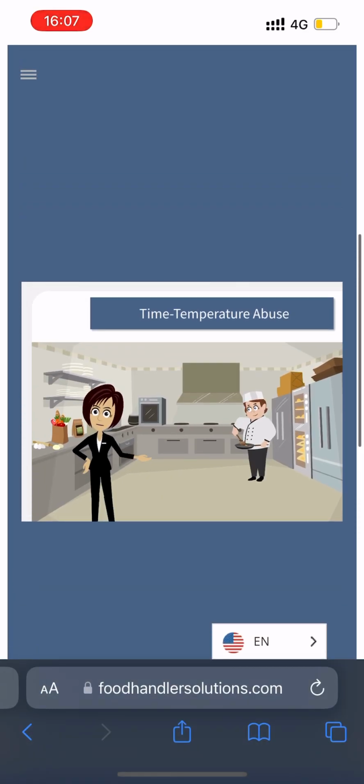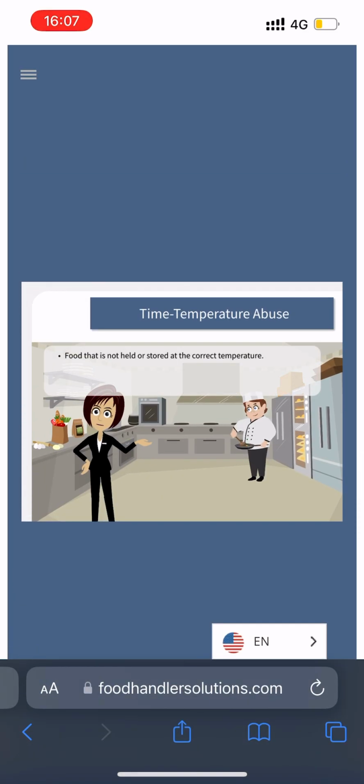Time temperature abuse. Food that is not held or stored at the correct temperature. Food that is not cooked or reheated enough to kill pathogens. Food that is not cooled correctly.